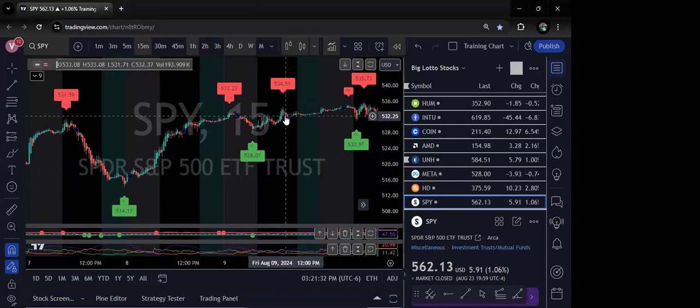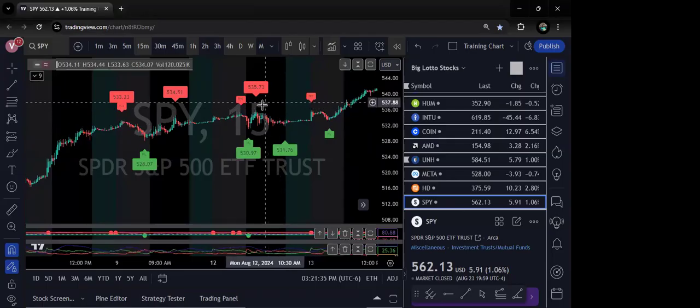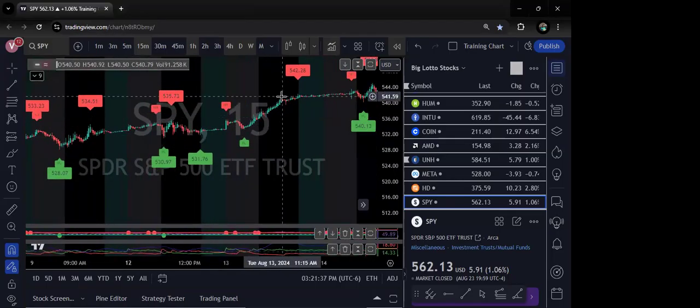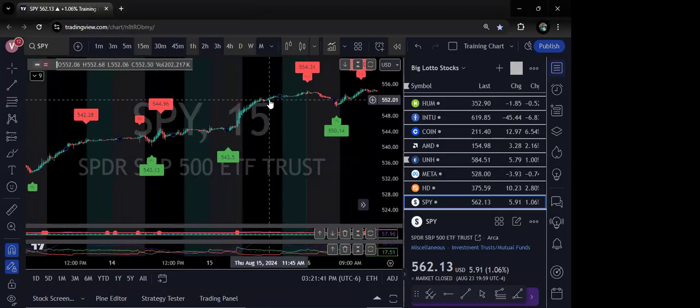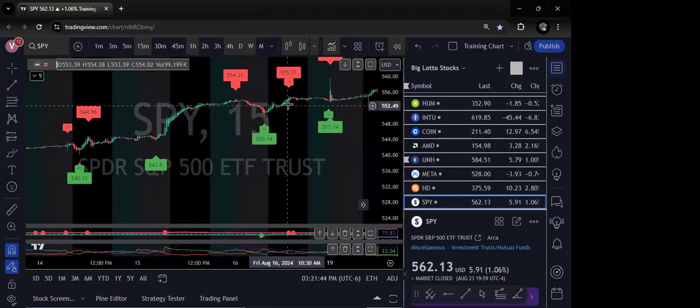So we see it hit, this is a Friday, so Monday, 535. Finally, we broke 540 on the 13th. We hit 544. And then on Thursday, we even broke 550. And then Friday, we did not touch 560.